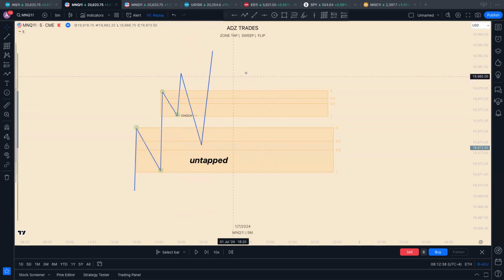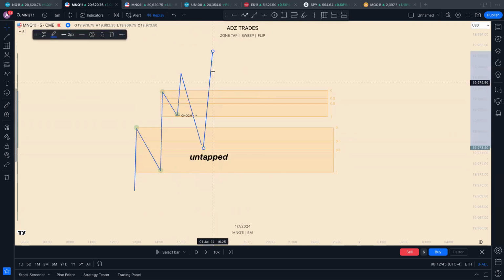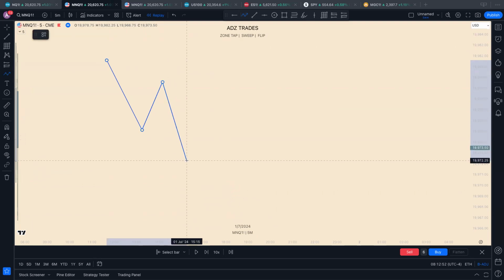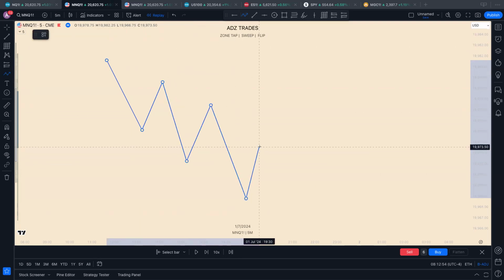But then it actually continued in the intended direction. If you have an untapped zone below, all it's doing is filling in this zone and then continuing higher. Right? And it's going to be the same thing in a downtrend. All we're going to do is always just continue with the trend.